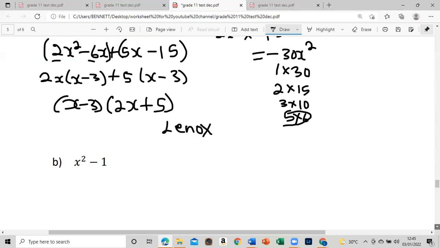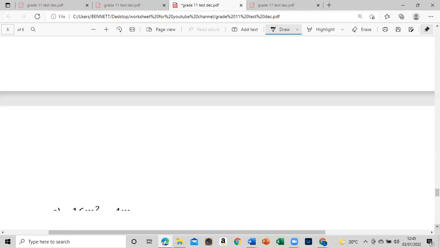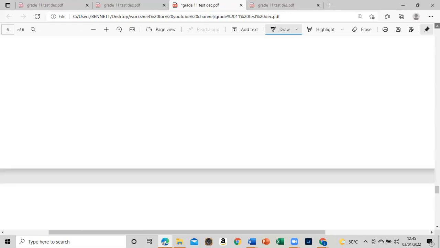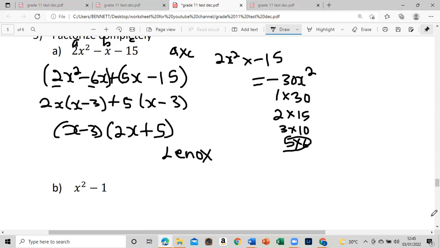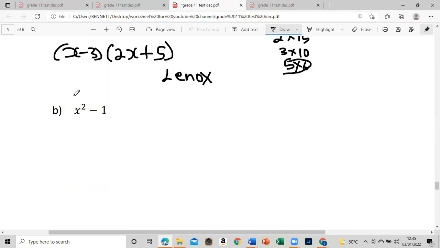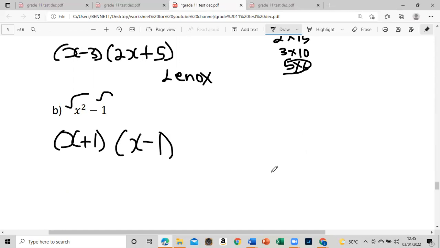That's that. Alright, this one now is the last one it seems. This was a long test, Mr. B. So it will be x, the square root of this and the square root of that, one plus and one minus. Been through this too many times, I'm not going to spend more time. It's the difference of two squares. Definitely check out my videos if you need to.